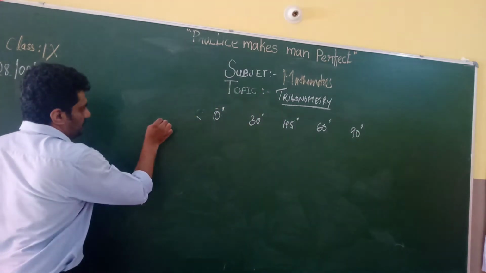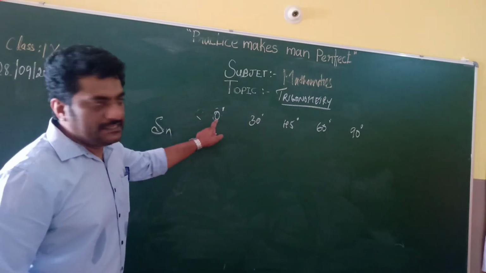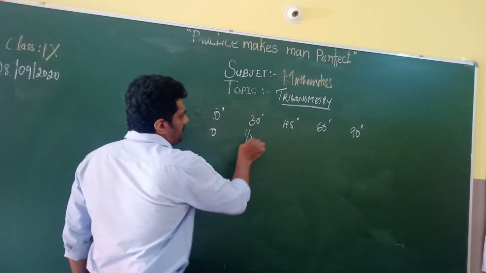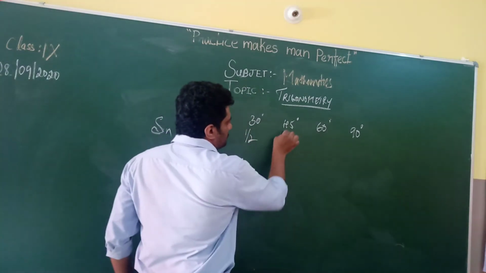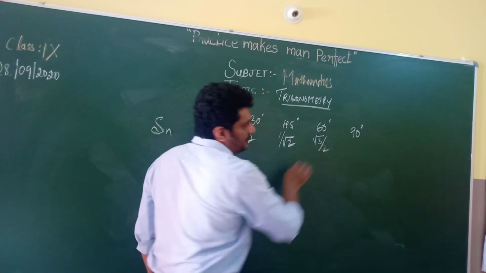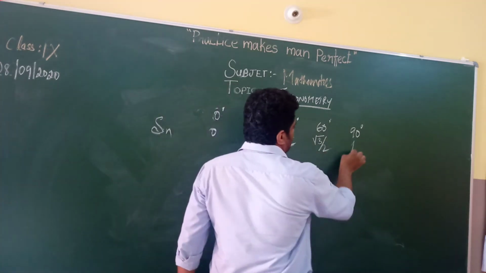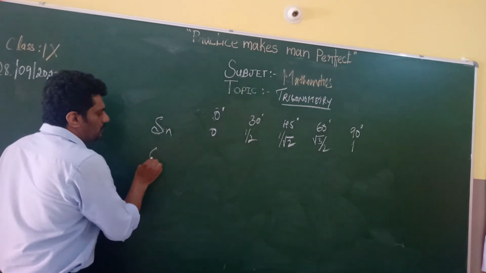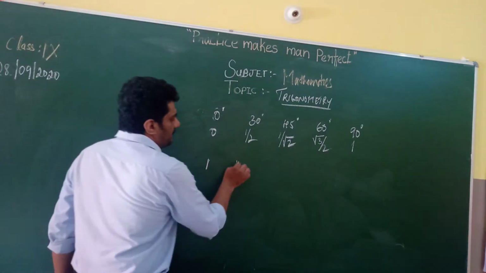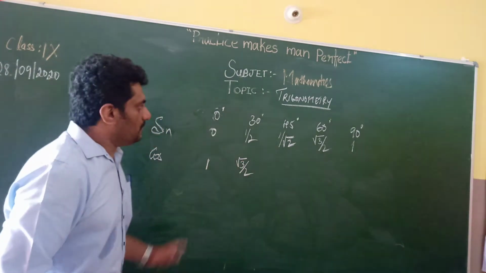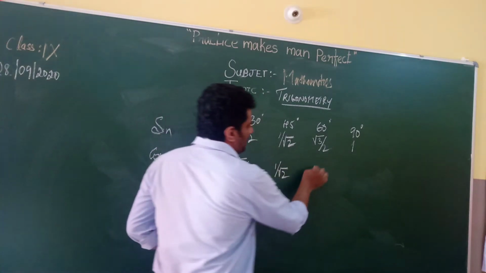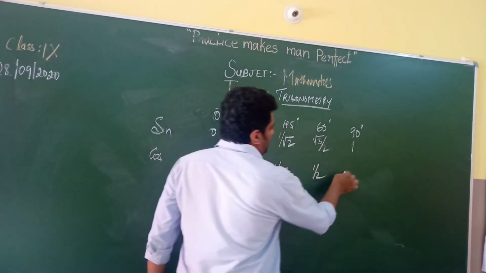If I take the first value, sine of 0 is 0. Sine of 30 is 1 by 2. Sine of 45 is 1 by root 2. Sine of 60 is root 3 by 2. Sine of 90 is 1. Next we'll go to cos. Cos of 0 is 1. Cos of 30 is root 3 by 2. Cos of 45 is 1 by root 2. Cos of 60 is 1 by 2. Cos of 90 is 0.